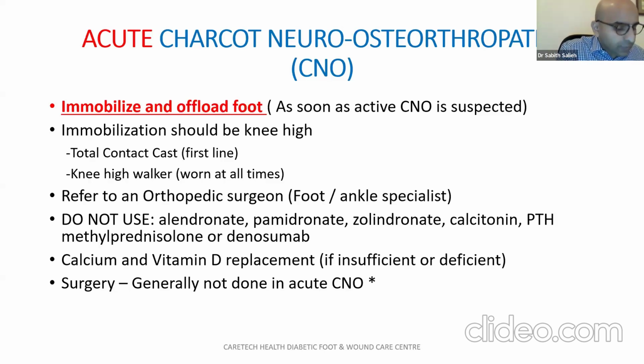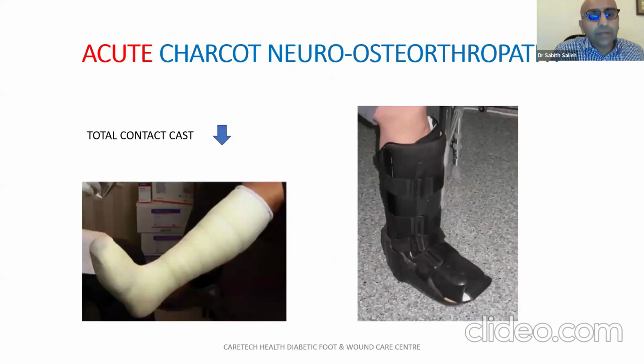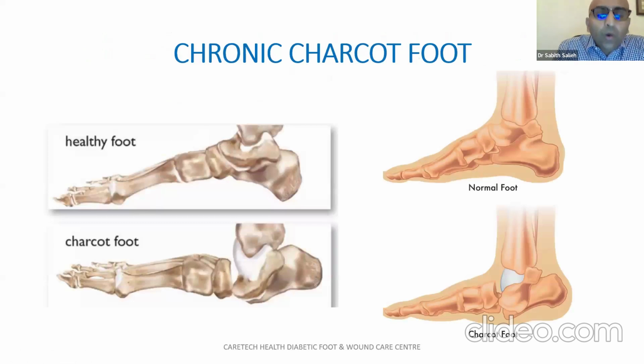where there are certain special indications for surgery, like if they are at a high risk of developing an ulcer in the offloading device itself, or if there is severe joint instability. So this is a total non-contact cast here, and these are the knee-high walkers. Okay, so what happens if you don't properly manage an acute Charcot?